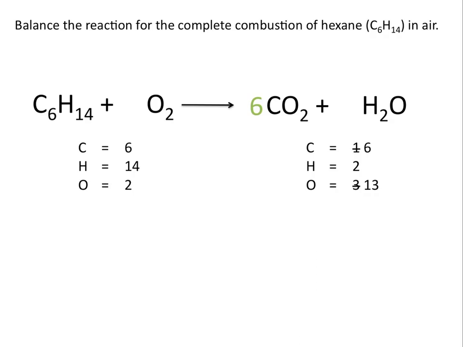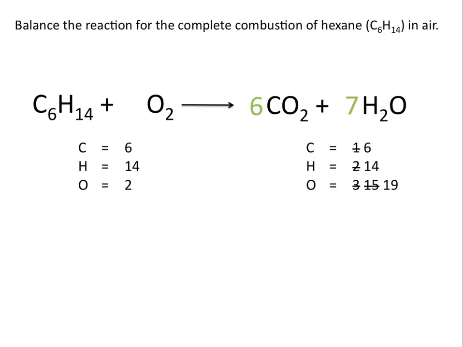Let's balance the number of hydrogen atoms next. So we have 14 hydrogen atoms on our reactant side, and so in order to have 14 hydrogen atoms on our product side, we need to put the coefficient 7 in front of H2O. That gives us 7 times 2, 14 hydrogen atoms. But it also increases the number of oxygen atoms we have on our product side. So now we have 12 oxygen atoms from our 6 CO2 molecules, plus an additional 7 oxygen atoms from our 7 molecules of H2O, for a total of 19 oxygen atoms.